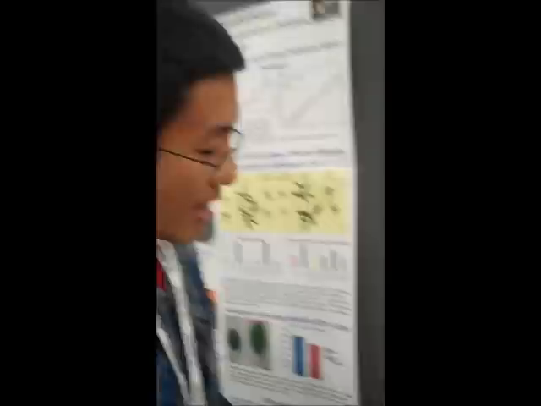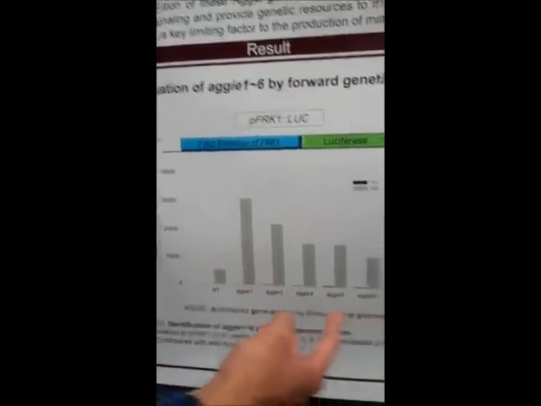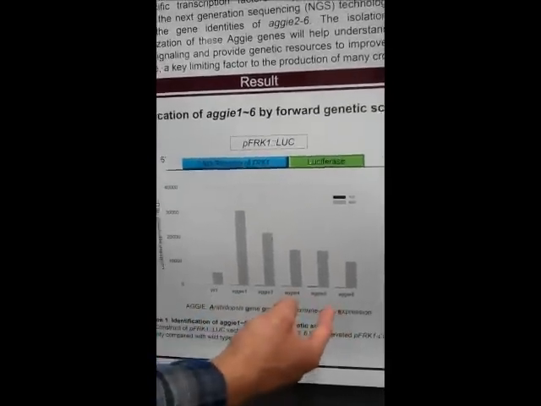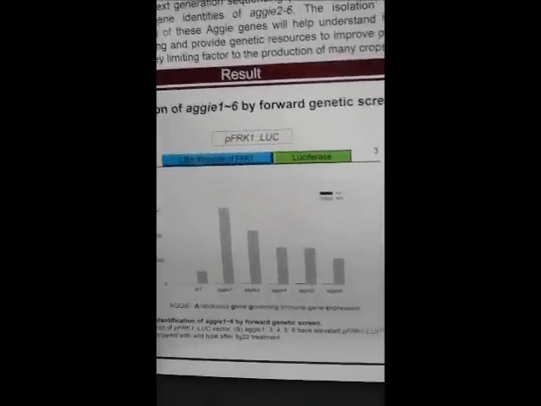Hi, I'm Cheng Zheng. I'm also an Aggie PhD candidate, and our work mainly focuses on plant innate immunity. We identified some mutants, and we named these mutants Arabidopsis gene governing immune gene expression mutants, so this gene we call Aggie. This Aggie 126 has enhanced immune gene promoter activity, as shown here, and we focused on Aggie 1 for more biological analysis.